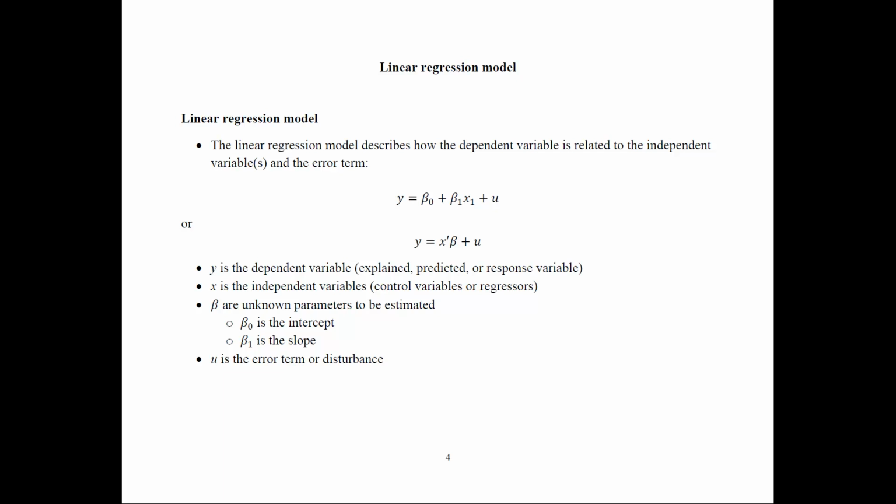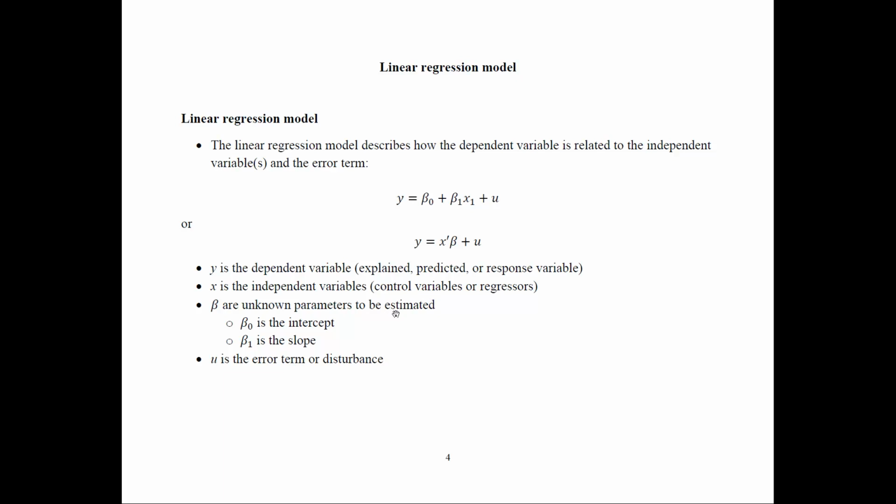Or in the more general case, we can use matrix notation by saying y equals x prime beta plus u, where x is a matrix and beta is a vector of all the coefficients, of all the parameters that we have here. So again, this is the same as this, only a more generic version. So y is the dependent variable. We also can call this the explained, the predicted, or the response variable. X are the independent variables. We also call these control variables or regressors.